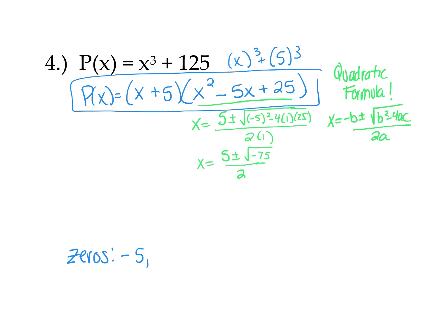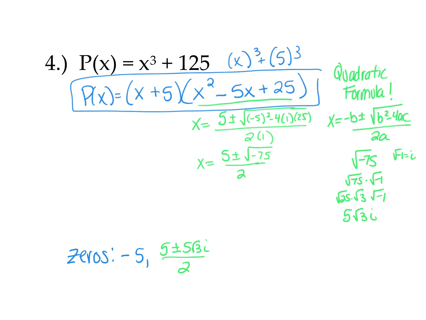All right, so how do we reduce that? The square root of -75 is the square root of 75 times the square root of -1. We know the square root of -1 is equal to i. But the square root of 75 will break down into 25 and 3. So the square root of 75 will become 5 square root 3, times i. So my last zero will be 5 plus or minus 5 root 3i all over 2.